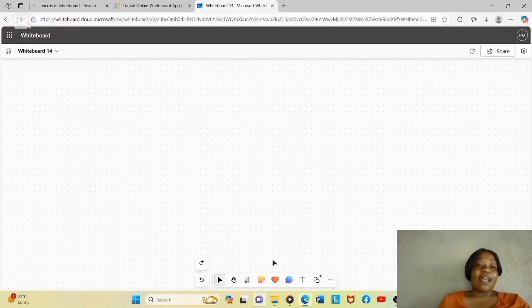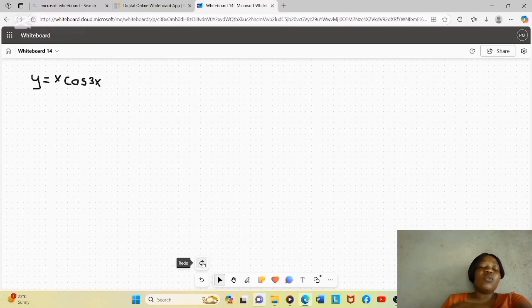Now we are dealing with the integration by parts. We are given y equals x cos 3x. Since we are dealing with integration, we include the integral sign, then we have the integral of x cos 3x with respect to x.